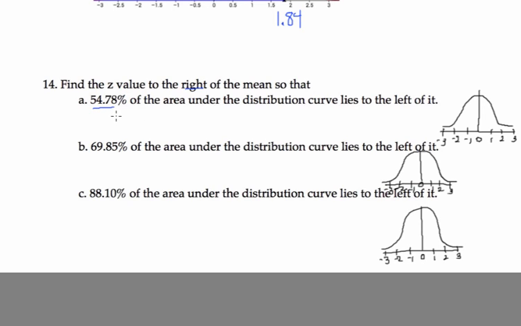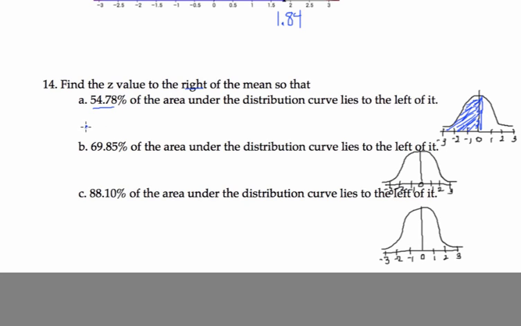So 54.78% of the area. Well, we know that half is 50%. So we're probably not looking at a number that's very far over the halfway mark. Probably, I'm going to estimate it right in there. So we're looking at the z-score that gives us that much area.